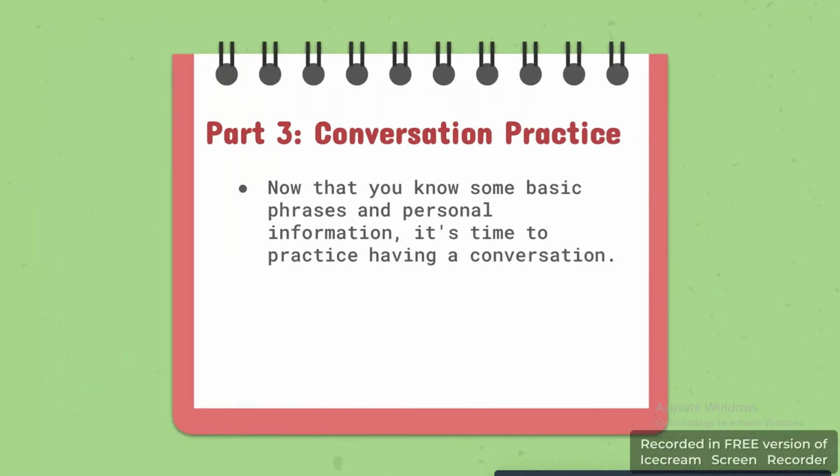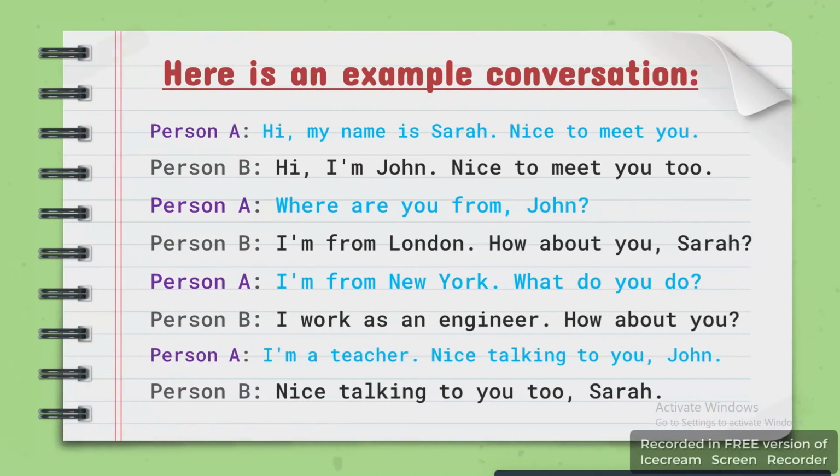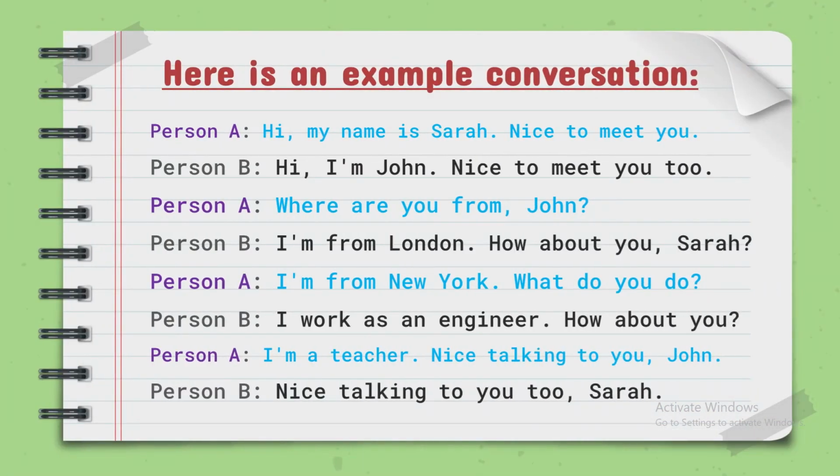Now let's practice some more by introducing ourselves using the phrases and personal information we just learned. Hi, my name is Dash. Put your name. I am from Dash. You can say, I'm from New York. And you can put your country. I work as a Dash.